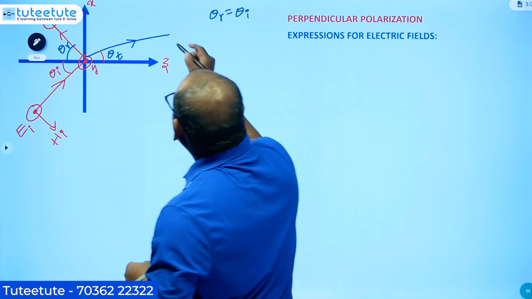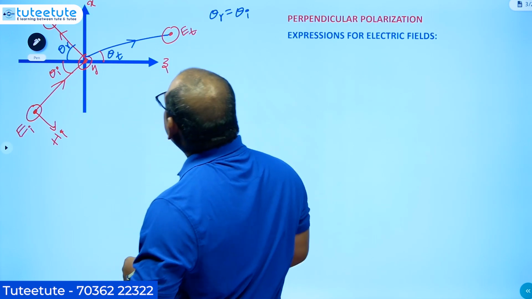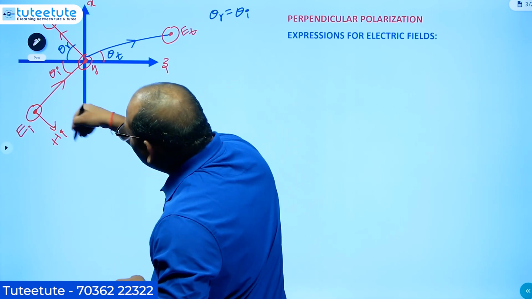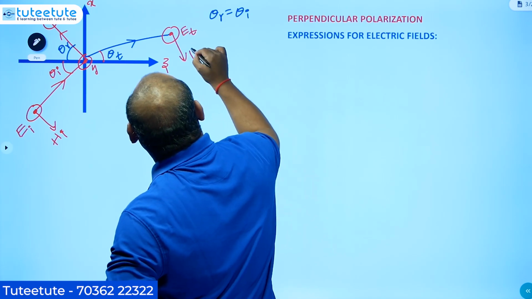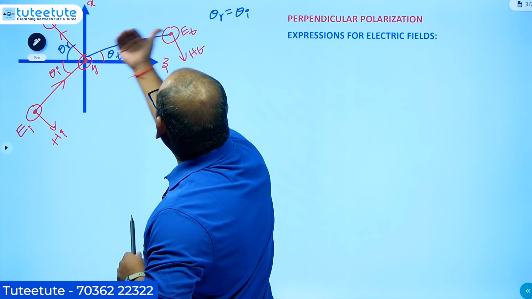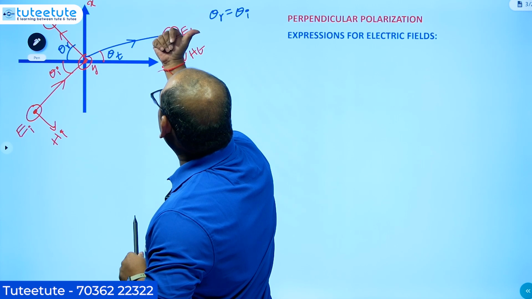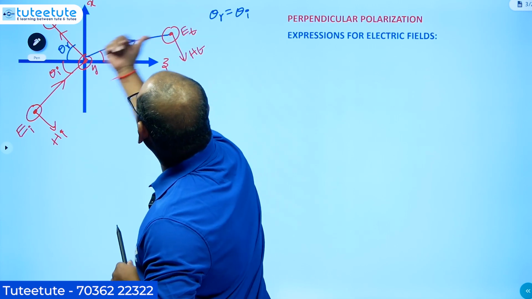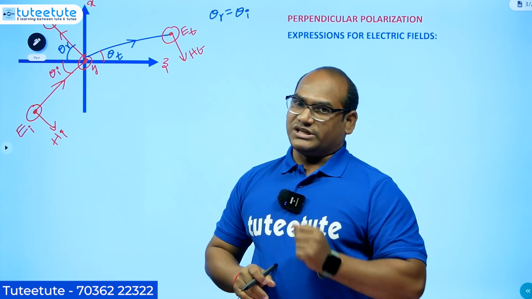Since it is a perpendicular polarization, the electric field ET should be coming out of the plane of incidence. Magnetic field is indicated in a similar manner. Here also HT will be available, or you can check like this. This is the direction of propagation, this is the electric field, this is the magnetic field. We are closing from the electric field to the magnetic field, and the thumb should represent the direction of propagation. This is the way of representing the perpendicular polarization.